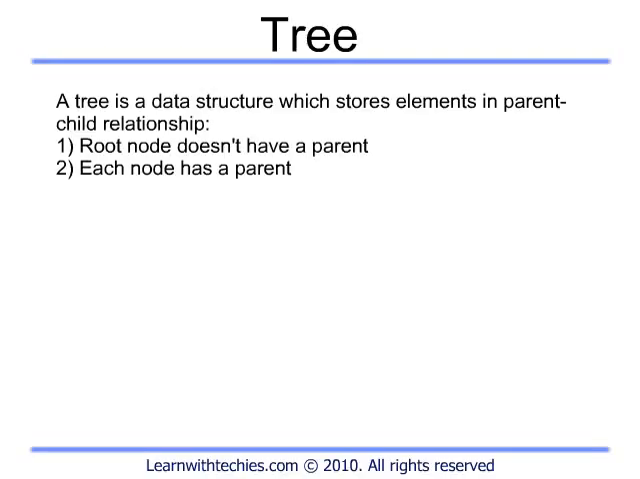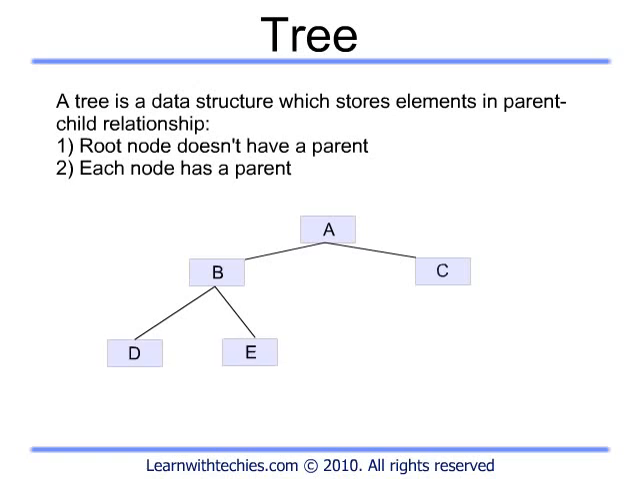A tree is a data structure that stores elements in the parent-child relationship. So, each node in a tree will have a parent, except the root node. In this example we are using a tree with root node A. It has two children, left child is B, while right child is C. Node B has two children too, D and E. Node C has three children, F, G, and H.